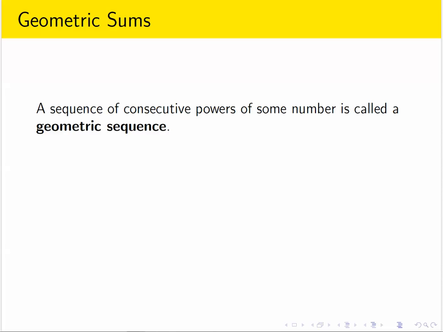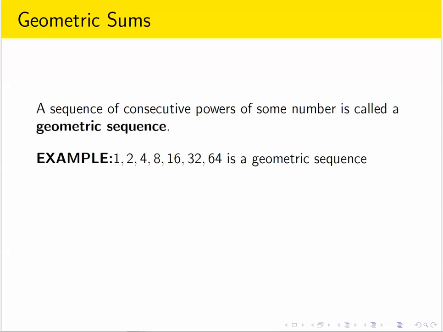Sometimes we run into a sequence of numbers that shows a certain kind of pattern, which we refer to as a geometric sequence. So, for example, if you have the numbers 2, 4, 8, 16, those are all powers of 2. And if we see a sequence of consecutive powers like that, we call it a geometric sequence.